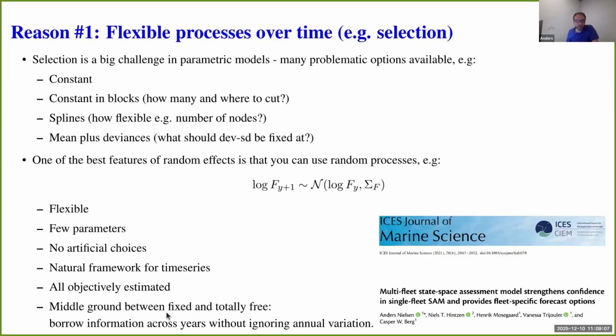And this kind of gets you an optimally estimated weighted average of the two scenarios, if you will. So it borrows information across years and it doesn't ignore the annual variation. You get both things at once.